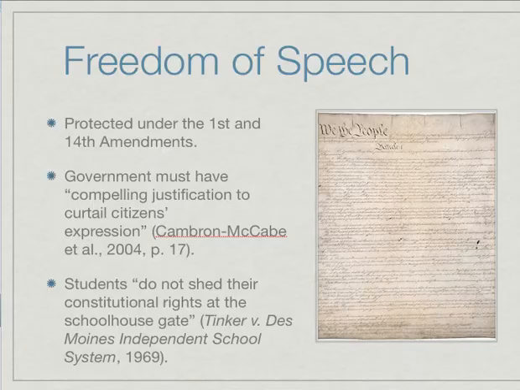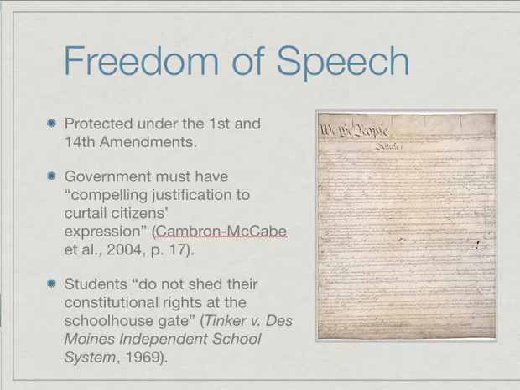In the next few slides, I will outline constitutional rights and related court cases. First, let's begin with freedom of speech. Freedom of speech is protected under the First and 14th Amendments of the U.S. Constitution. The First Amendment reads, Congress shall make no law respecting an establishment of religion, or prohibiting the free exercise thereof, or abridging the freedom of speech, or of the press, or the right of the people peaceably to assemble, and to petition the government for a redress of grievances.